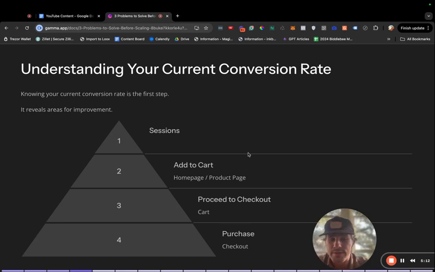So these indicate key areas of improvement, right? So when we're looking at our funnel, we need to know where to start. So we need to look at where's our biggest drop off, where's the most room for improvement. Now, if your add to cart percentage is low, that means you need to start working on your homepage and product pages. If your proceed to checkout is low, that means you need to put some effort into your cart. And if your purchase is low, that means you need to put some effort into your checkout.